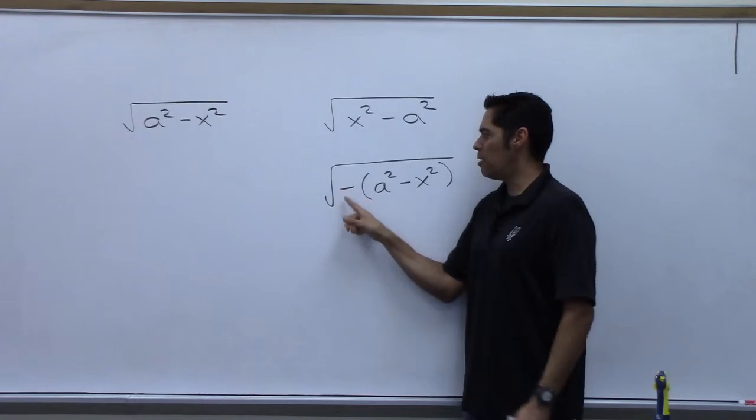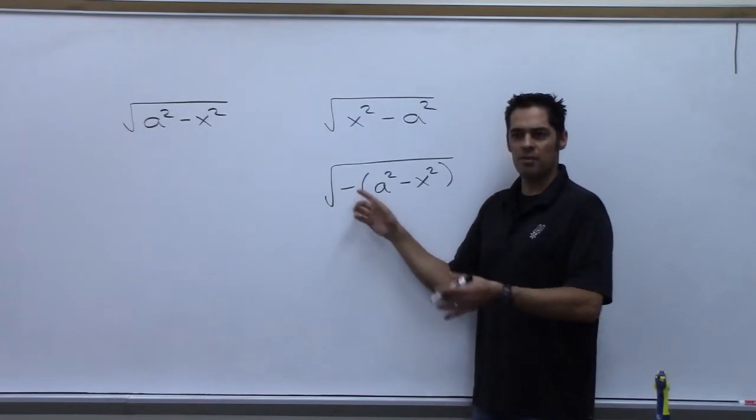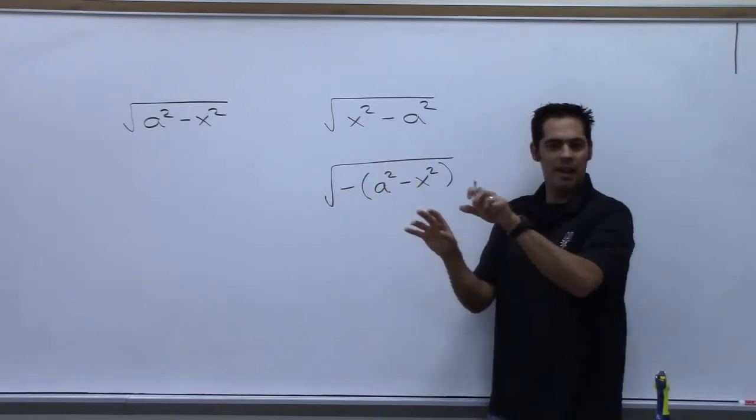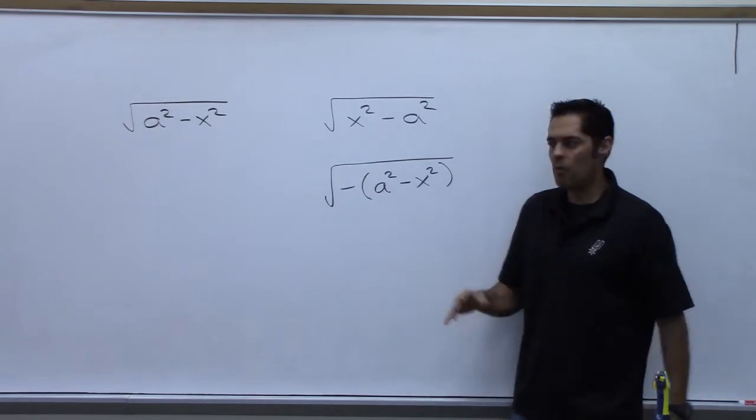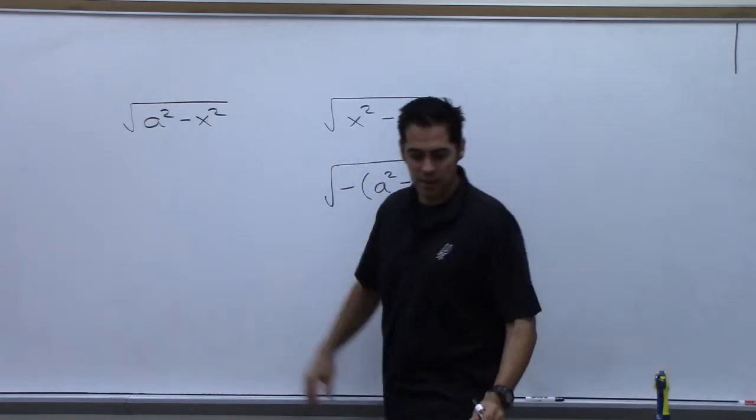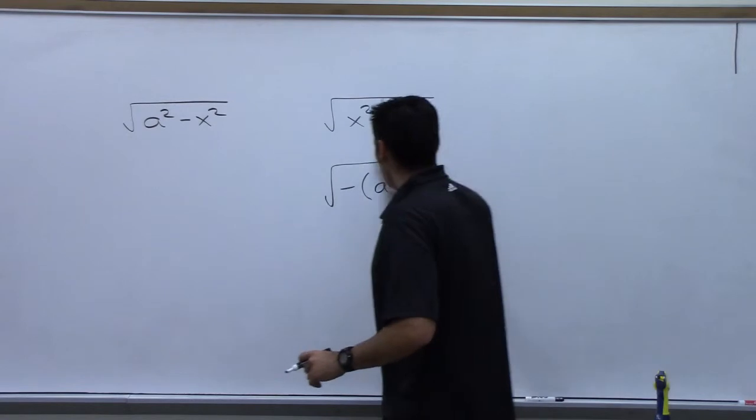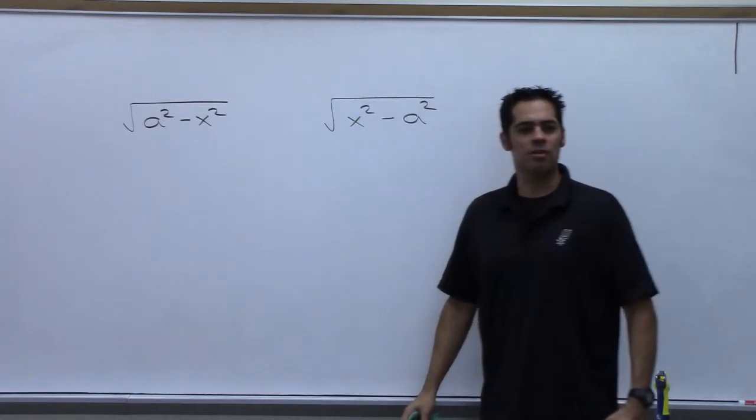This is like the square root of -1, which is an imaginary number. So these are not the same, just a negative pulled out. So what happens when we have that versus this? It turns out we're going to do just a different trig substitution.